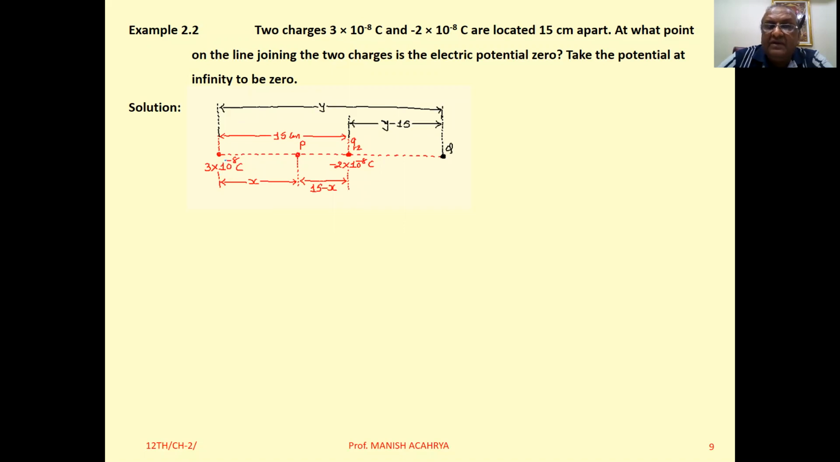Suppose between these two charges, the null point is at distance x from 3 into 10 raised to minus 8 coulomb. So point P that will be at a distance 15 minus x from minus 2 into 10 raised to minus 8 coulomb. Clear to all of you?